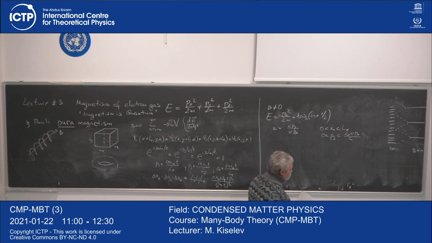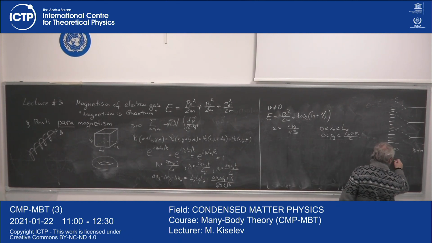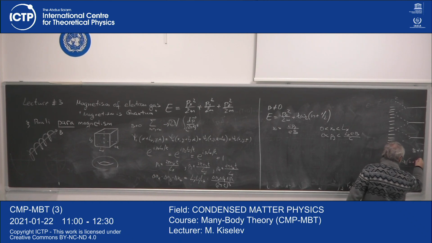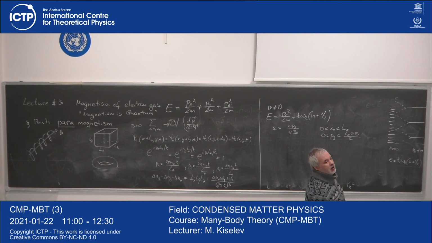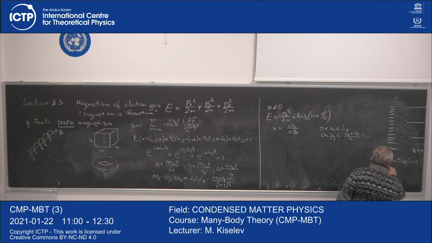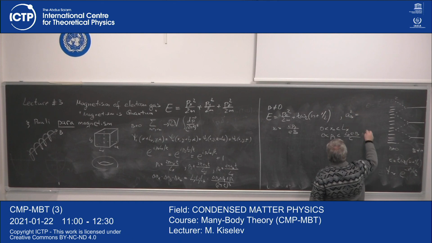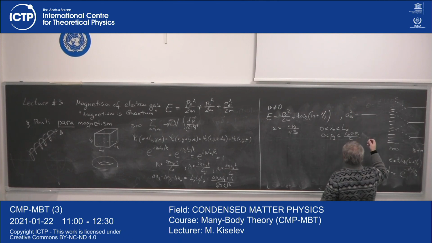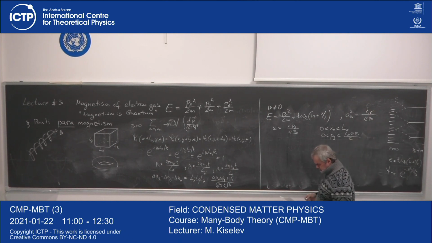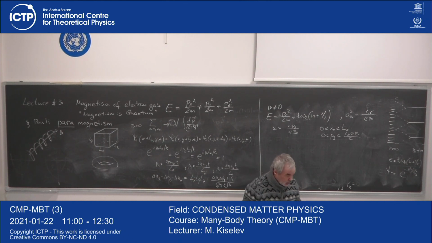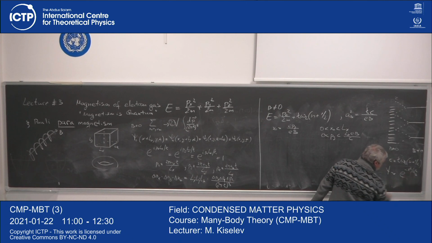One last thing which I would like to remind about the oscillator: I said that energy is quantized, ħω_L (n plus 1/2), but the wave function is written in terms of Hermite polynomials. And for the ground state, psi is just a Gaussian function, e to the power minus x squared over a_B squared, where a_B is the magnetic length. So a_B squared is inversely proportional to the magnetic field, ħc over eB. Okay. So this is the magnetic length.